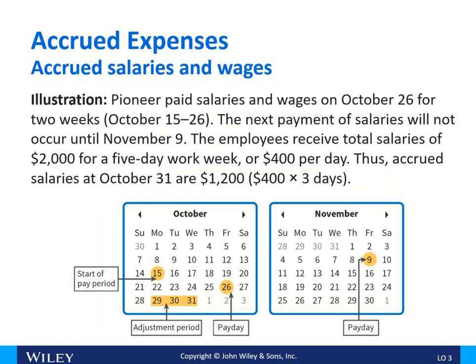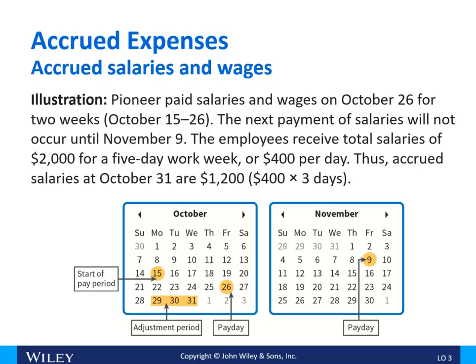Accrued salaries and wages. Okay. Pioneer paid salaries and wages on October 26th for 2 weeks, October 15th through October 26th. The next payment of salaries will not occur until November 9th. Employees receive total salaries of $2,000 for a 5-day work week, or $400 a day. Thus, accrued salaries at October 31st are $1,200, so $400 per day times 3 days.